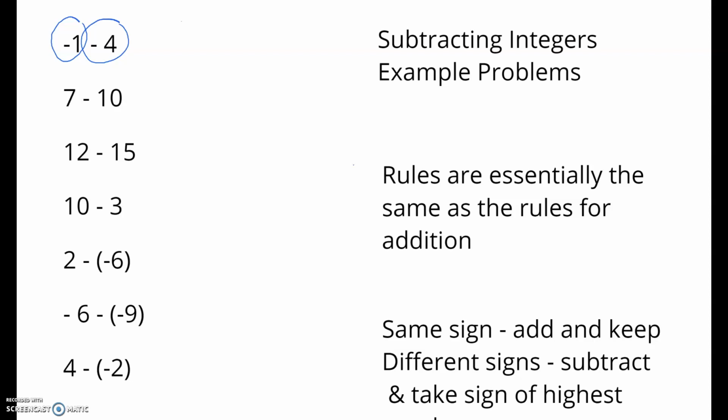So now I go to my addition rules, and I notice that the signs are the same. Since I have the same sign, I'm going to add the two numbers. 4 plus 1 is 5, and keep the sign. So -1 minus 4 is -5.